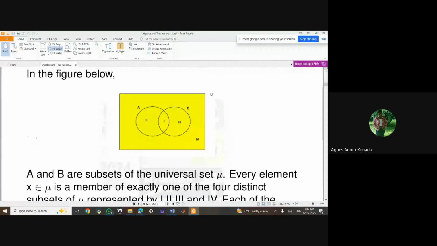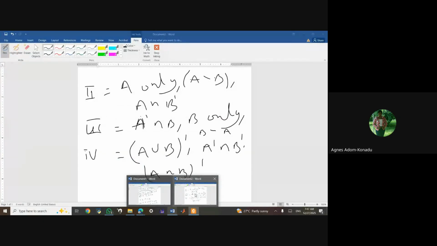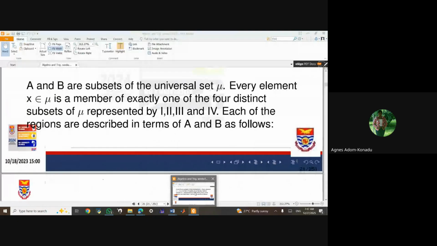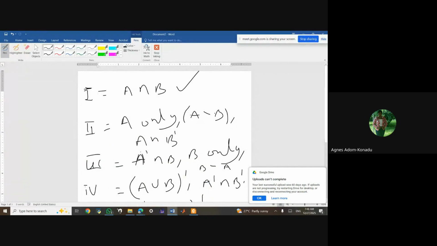So we are talking about elements that belong to A and then B. You said that it is A intersection B. So this is correct. Then let's look at the second one. The elements belong to A only. So the one who said A only is correct. That is, they belong to A and not B. So it is therefore denoted by A intersection B complement. I know that somebody said that. This is correct.